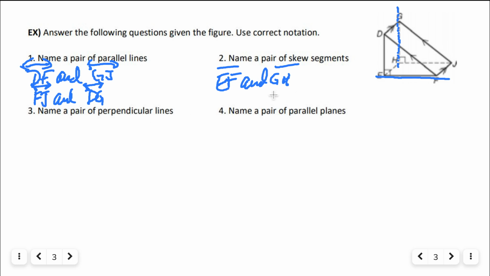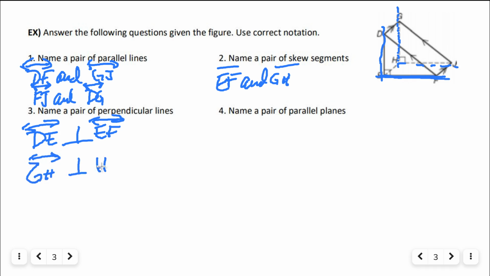Perpendicular lines: two lines that form a right angle. All right, so we can see the box here. There's a couple of sets, EF and DE. DE, let's use our symbol, is perpendicular to EF. Or we could say GH and HJ. GH is perpendicular to HJ. And up here we could have done DF is parallel to GJ, right? They're parallel. We can use our symbols now.